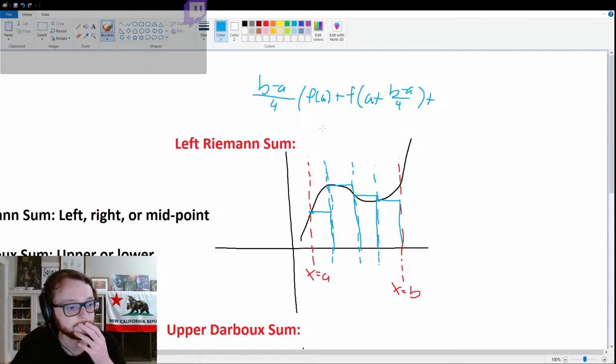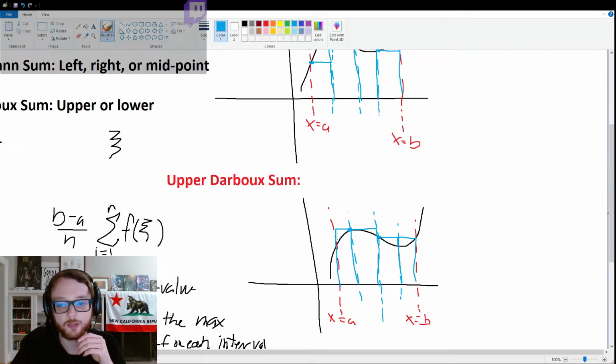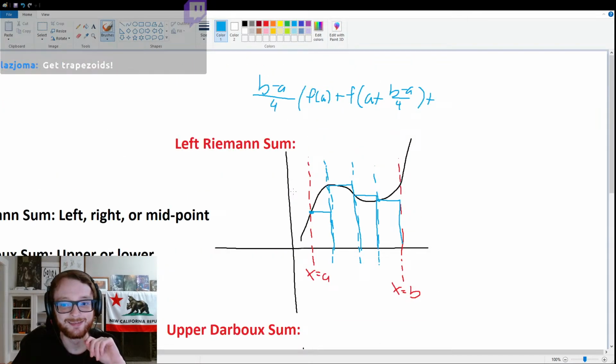Exactly, yeah. Whereas for a Darboux sum, you get to float wherever you want inside of each interval. It might be in the middle, it might be on the end, and it could be different for each one. So that's why it's a lot harder to make a universal formula for a Darboux sum. Yeah, trapezoids are better. But for the purpose of defining an integral, Riemann sums are fine as well.